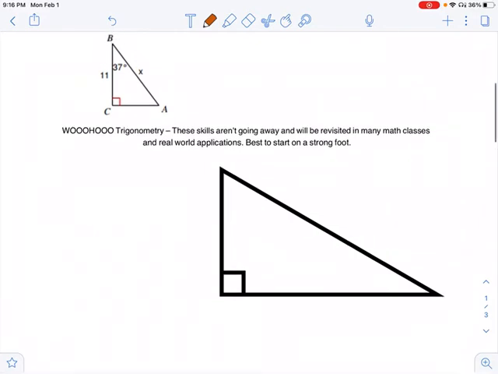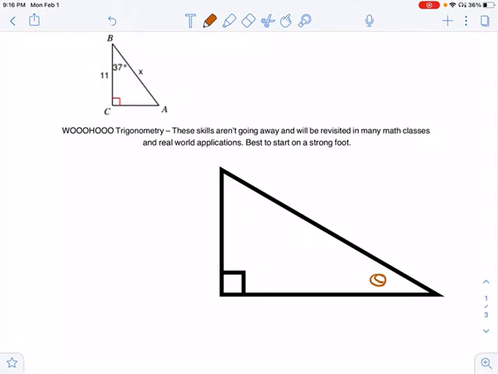Essentially what it's going to mean is that in this 37-degree triangle, or in any right triangle that has this 37 degrees in it, there's going to be a relationship between the hypotenuse and the adjacent side, or the hypotenuse and the opposite side. So even if I had this triangle and made it bigger or smaller, the ratio between those sides has to stay the same. Okay?